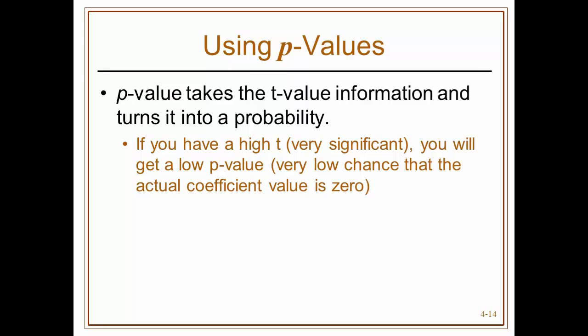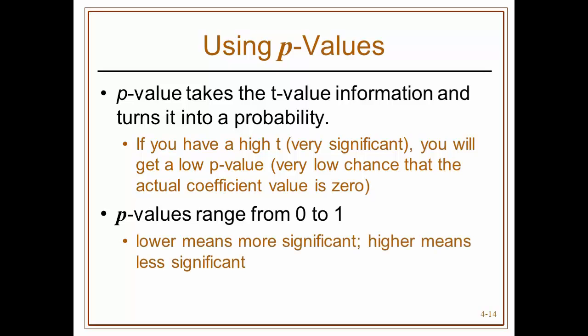If the p-value is low, that means that there's a very low chance that the actual coefficient value is 0, which means there's a very high chance that your variable is significant, that there is a relationship between the x's and the y's. Think of this as a probability, so your p-values are always going to be between 0 and 1. And if you're hoping that your variable is significant, then you want to aim for a t-statistic that is high, which also means you're going to look for a p-value that is low.